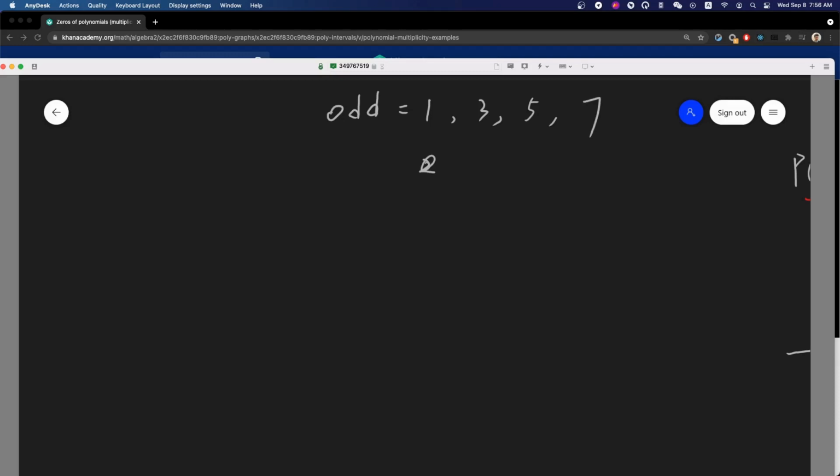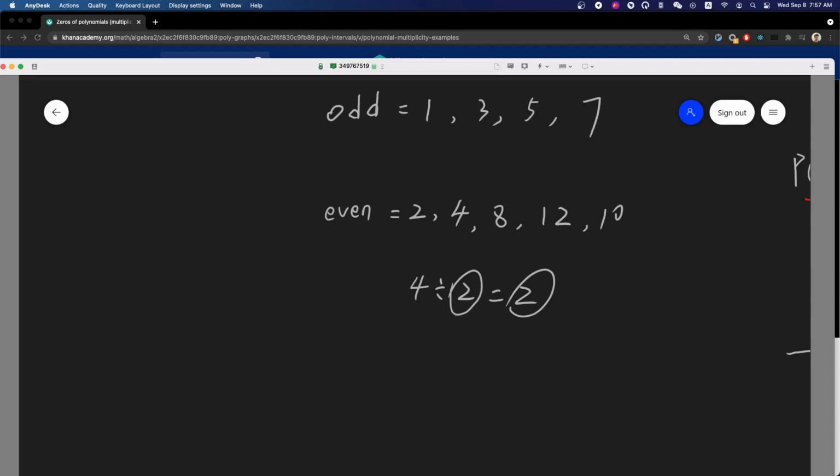But there's another type of number. It's called even. An even number could be numbers like 2, 4, 8, 12, or 10. These numbers are even because they can be divided by 2. For example, 4 divided by 2 is equal to an integer. So any number that can be divided by 2 and gets an integer back, we call an even number.